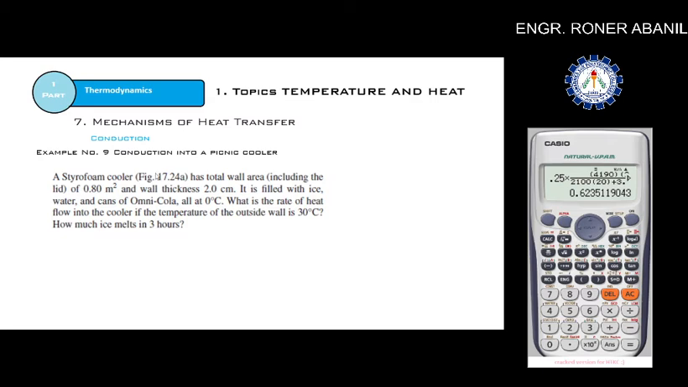has, so, meron siyang figure, no? Has a total wall area, including the lid, of 0.8 square meter and wall thickness of 2 centimeter. Tapos, nilagyan daw ng ice, water, and cans of omnicola. So, lahat daw is 0 degrees Celsius. What is the rate of heat flow in the cooler if the temperature of the outside wall is 30 degrees Celsius? So, how much ice melts in 3 hours?